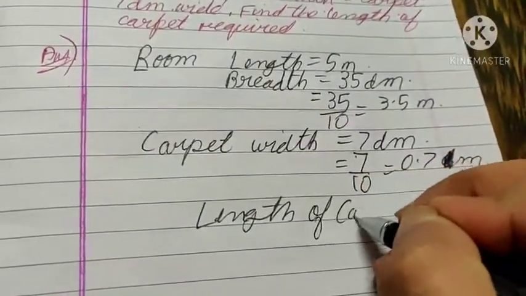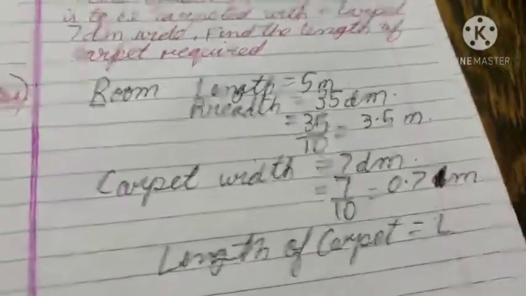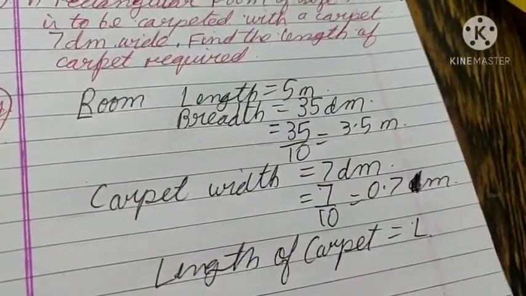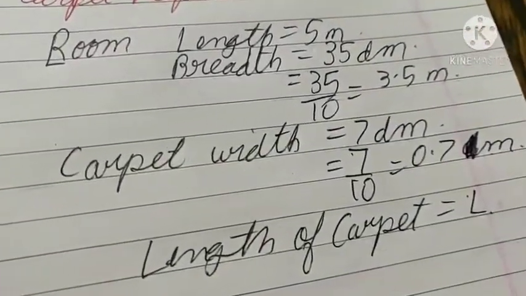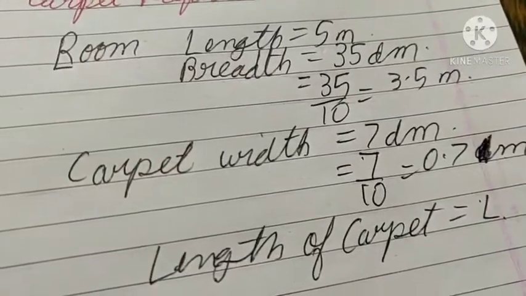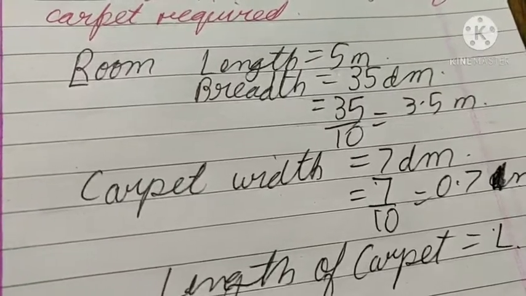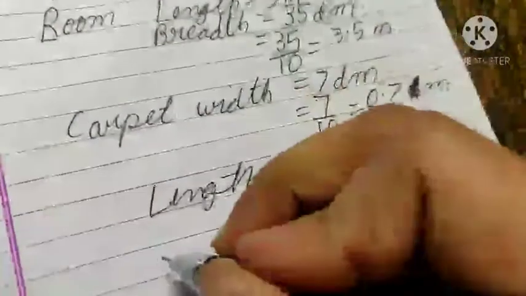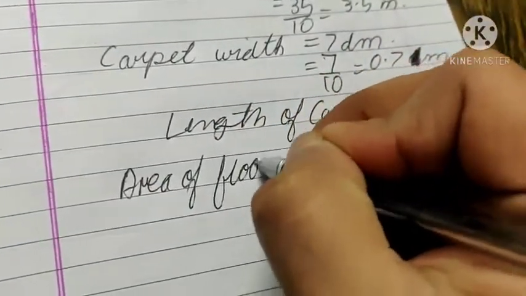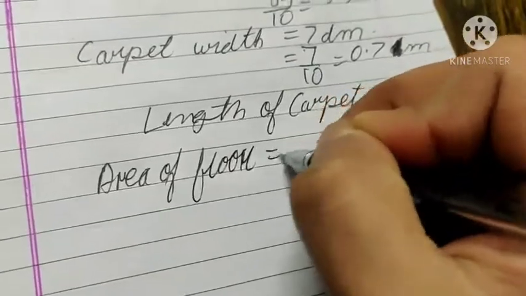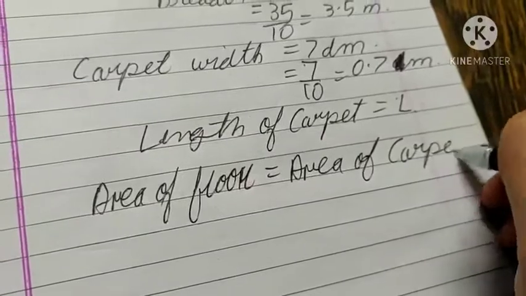Length of carpet is equals to L. I have taken it L. The question says that we have to find the length of the carpet. Look, the area of floor will be equals to the area of carpet that is to be spread on the floor. So area of floor will be equals to area of carpet. Yeah, because carpet is to be spread all over the floor.